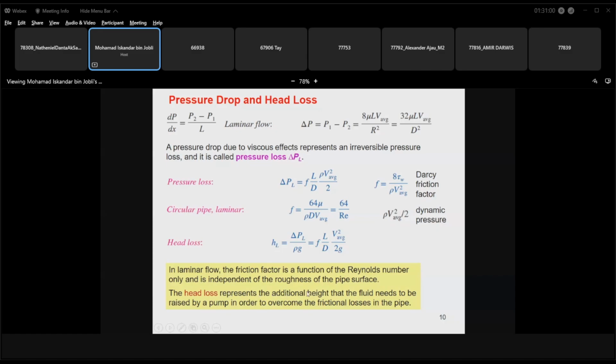The head loss represents the additional height that the fluid needs to be raised by a pump in order to overcome the frictional losses in the pipe.